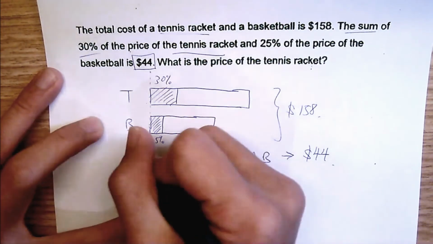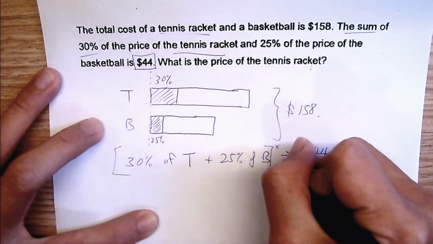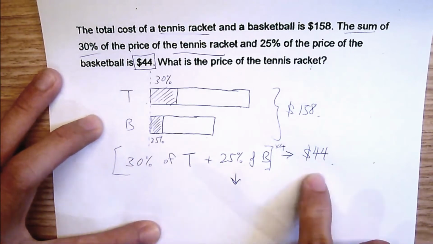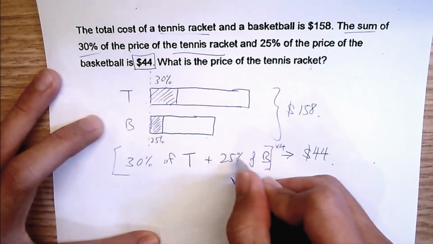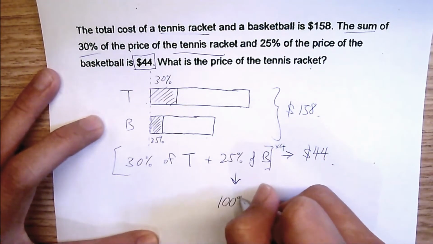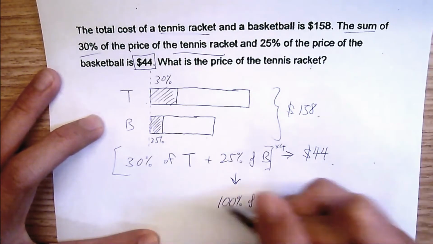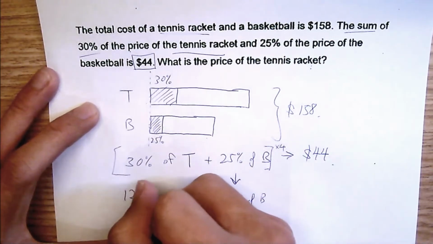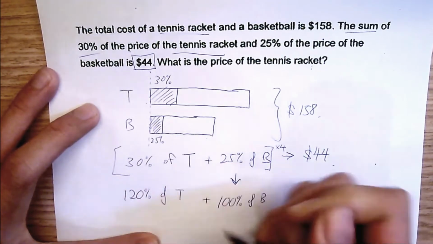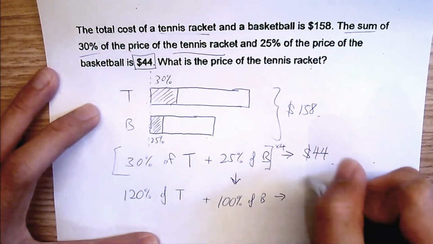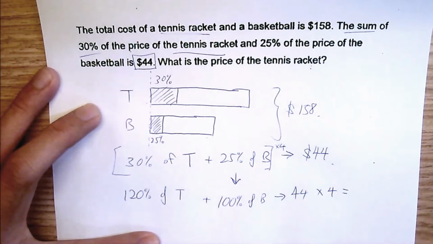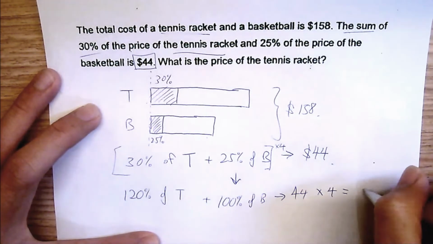So I take this entire thing, I multiply by 4. If I multiply by 4, this entire sentence will become this. Instead of 25%, I multiply by 4, now I have 100% of my basketball. And instead of 30%, 30 times 4 will give me 120, right? So 120% of tennis. Now, I also multiply this one by 4. So 44 multiplied by 4, this one will be 160 plus 16, so 176.